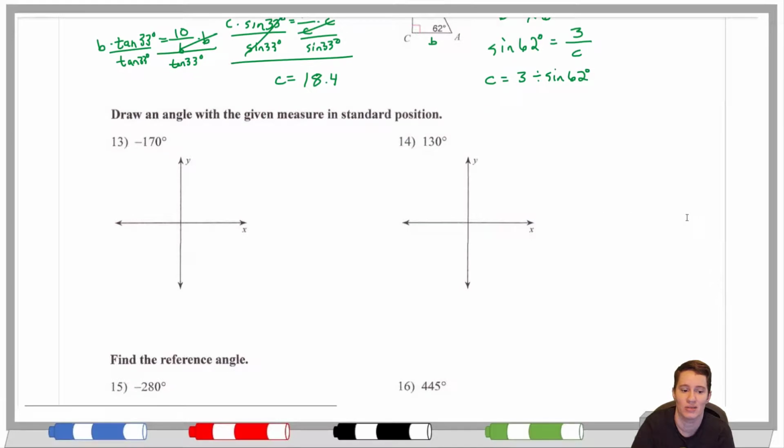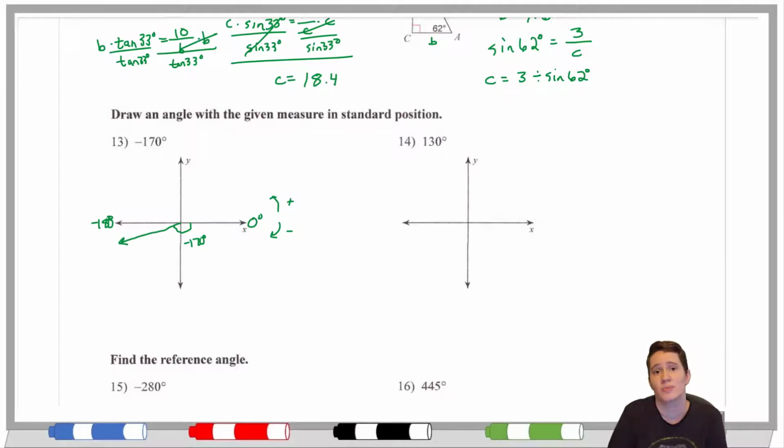Now we're talking about angles. The rest of this is angles that are in the coordinate plane. So remember when we draw an angle, the positive x-axis is 0 degrees, and then each quadrant basically makes up 90. Positive is counterclockwise, and negative angles go clockwise. So negative 170, this would be negative 90. So then we need to go almost all the way to the next line, because this is negative 180, but not quite. So this right here would be negative 170.